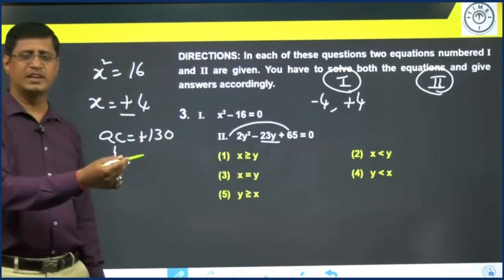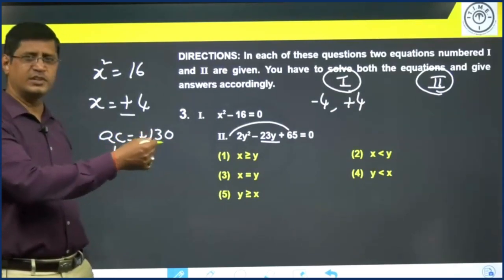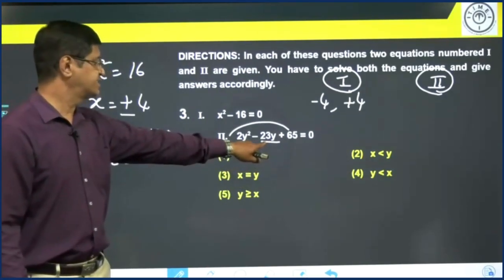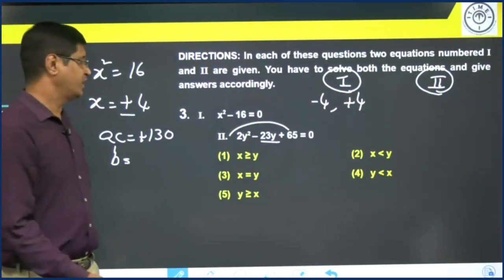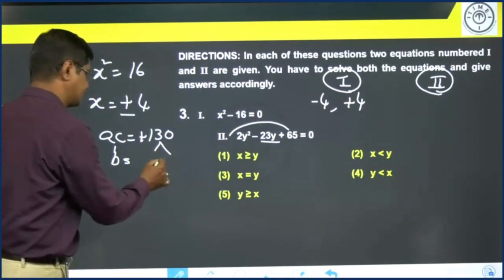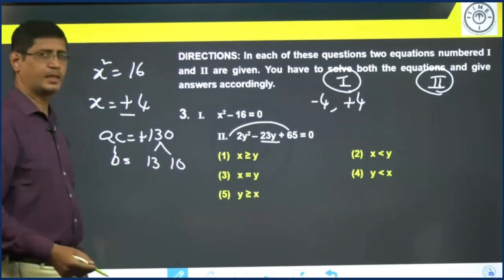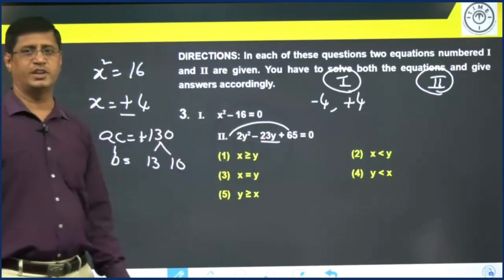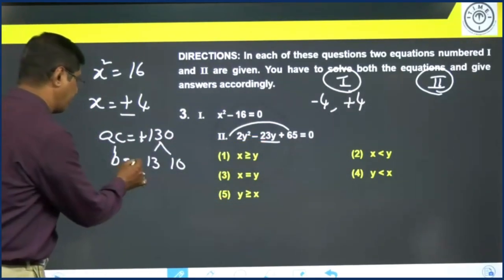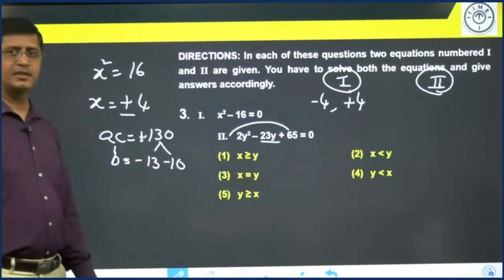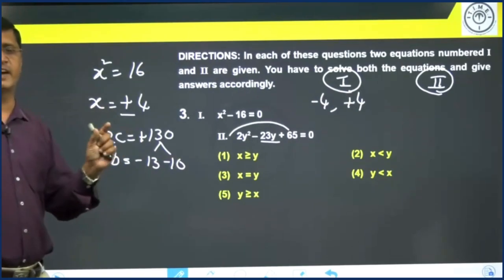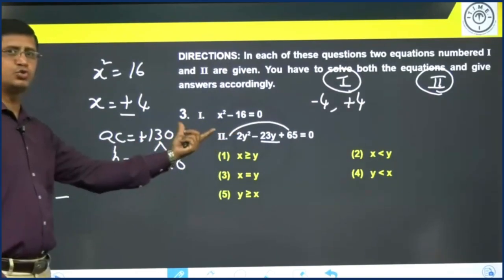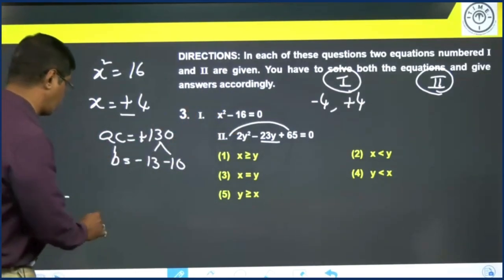130 means 1 into 130, 2 into 65, and so on. When you observe this, you will get one set which will satisfy the sum as 23. Here I am expressing it as 13 and 10. 13 into 10 is equal to 130 and 13 plus 10 is equal to 23. So the factors are minus 10 and minus 13. The sum of these two is equal to minus 23, and the product of these two is equal to 130.